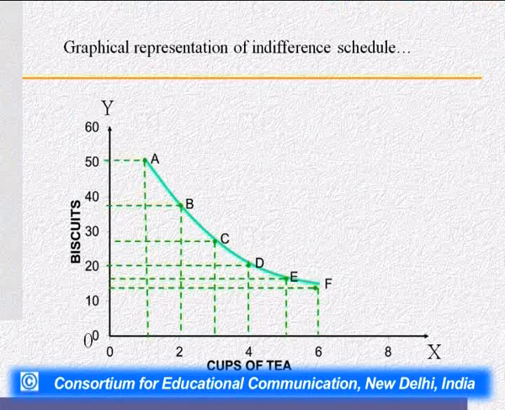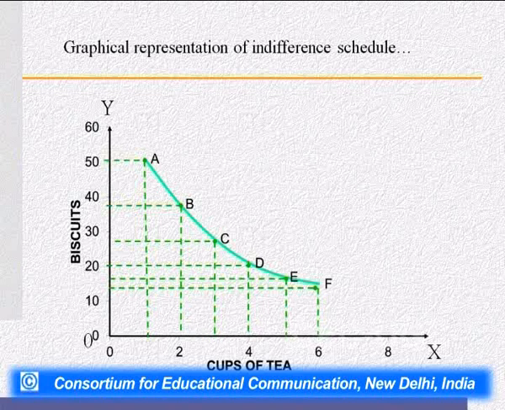Here, talking about the graphical representation of the indifference schedule, with the help of the same table we can draw an indifference curve. All the combinations A, B, C, D, E, F are on the indifference curve. The same table which we discussed, with its help we can draw an indifference curve.